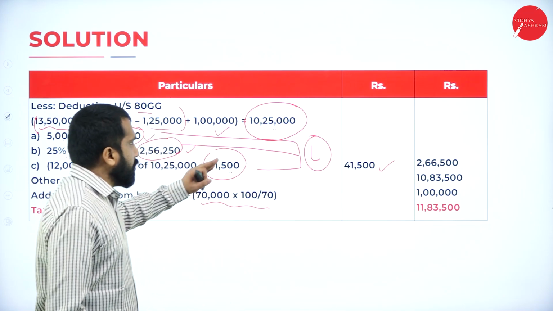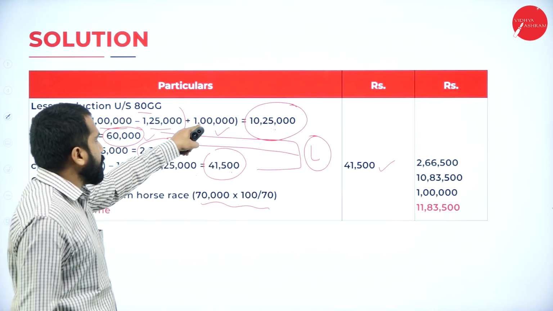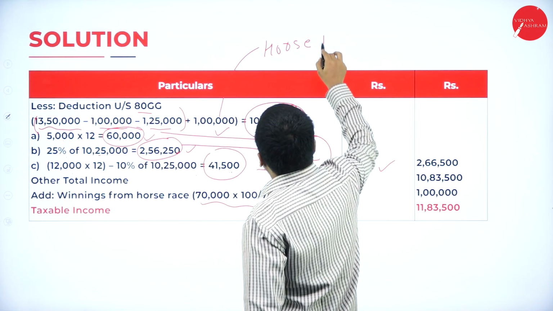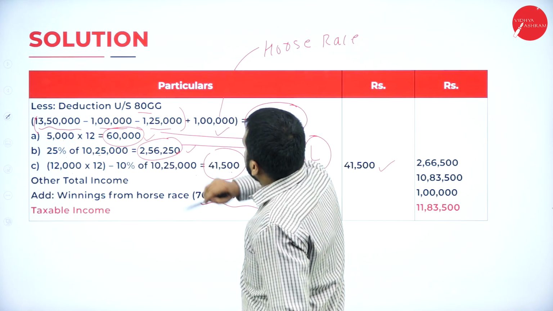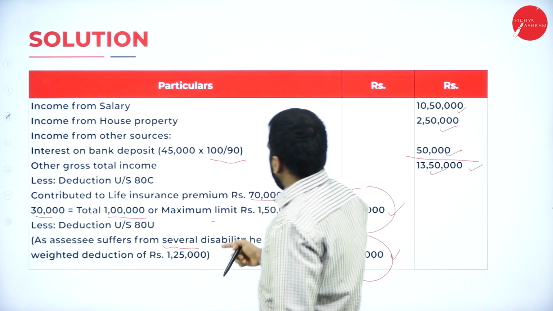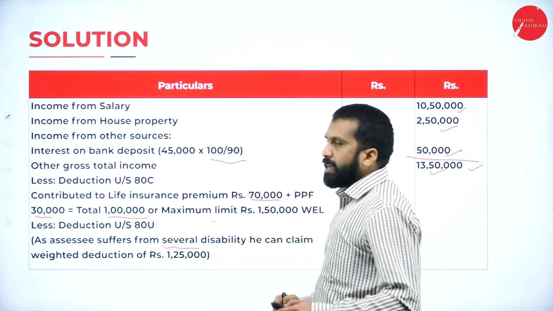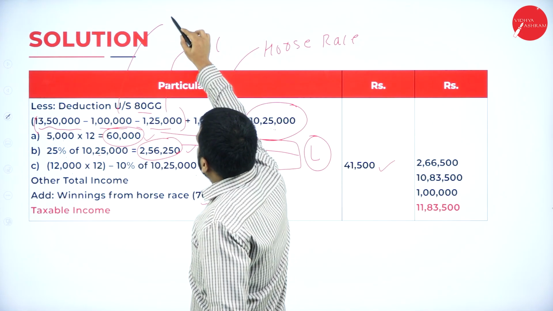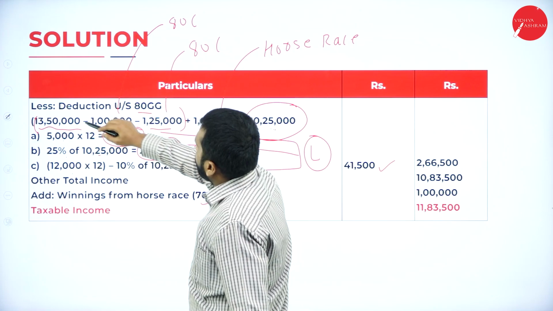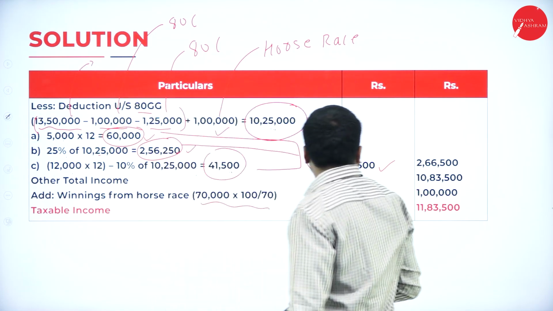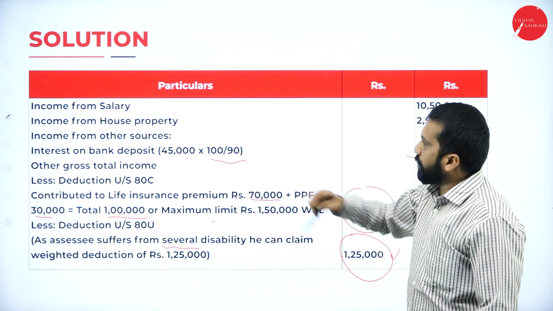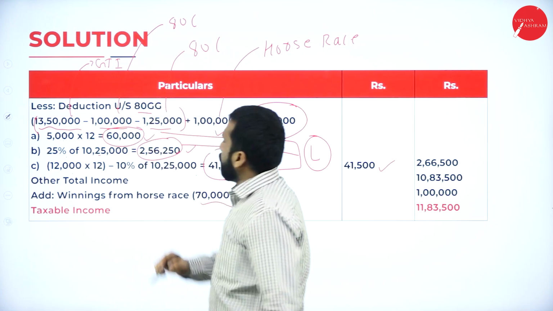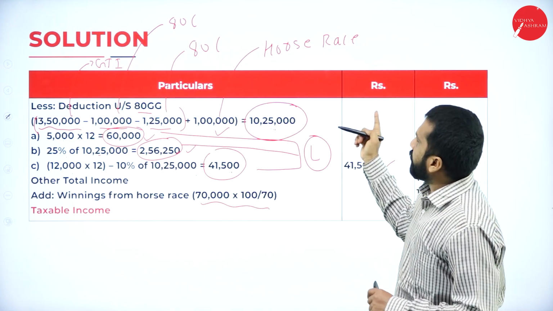Simple calculation. Work out this, you will get to know. What is this 1 lakh? Horse race. What is this 125? We already did 125, this is 80U. What is this 1 lakh? 80C. What is this 13 lakh 50? This is your gross total income. Now there is no confusion because I have mentioned everything.